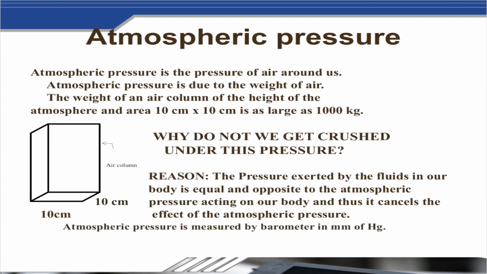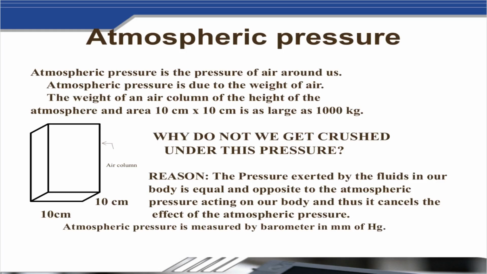Now we see the atmospheric pressure. What is atmospheric pressure? Atmospheric pressure is the pressure of air around us. Atmospheric pressure is due to the weight of air. The weight of an air column of the height of the atmosphere and an area of 10 cm into 10 cm is as large as 1000 kilogram.